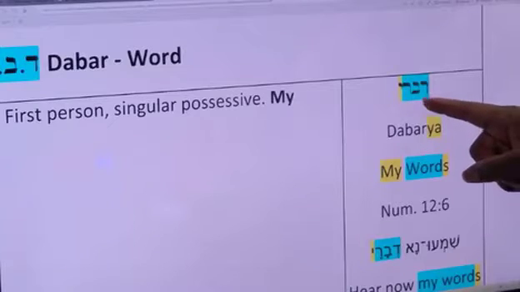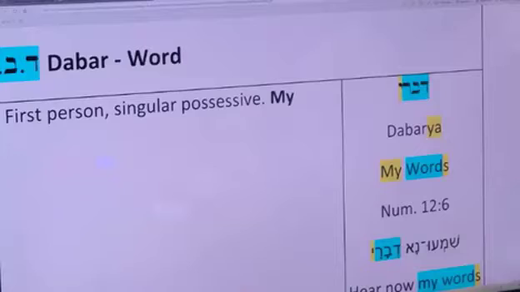So the example is taking the word dabar and adding the suffix ya to the end, making it my words. Okay? My words. Now some people may ask, well, I thought that yum signified plurality.